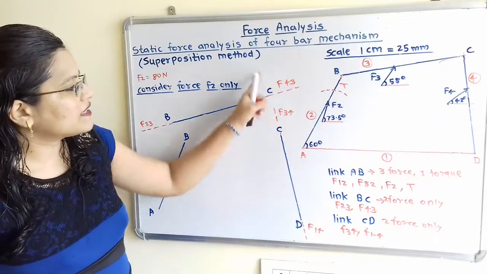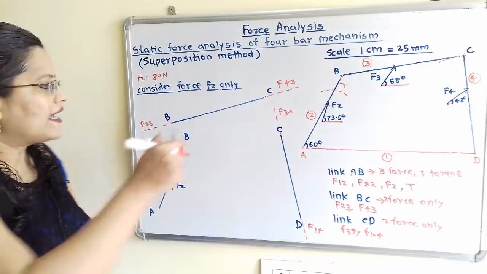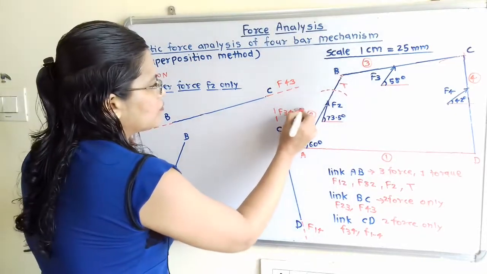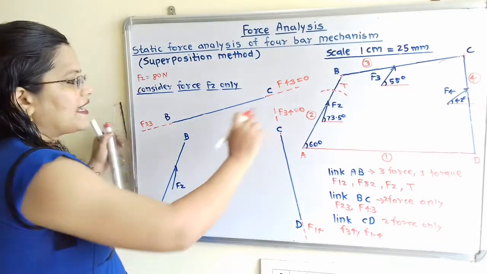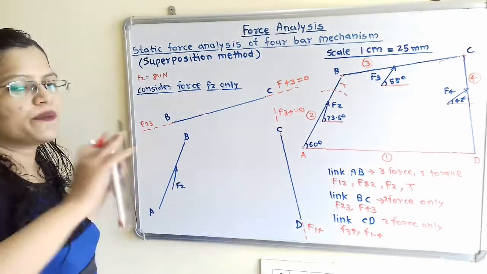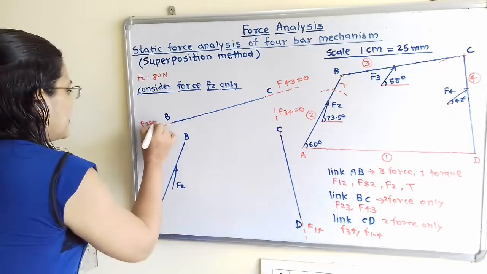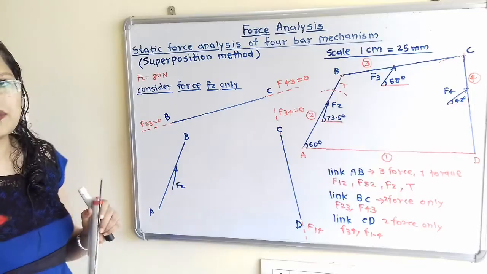But these are in the direction of approximately 90 degrees. So we can say that these forces are equal to 0. So we will take here F34 is equal to 0. So F43 is equal to 0, because the basic condition is not getting satisfied. And here F23 is also equal to 0.